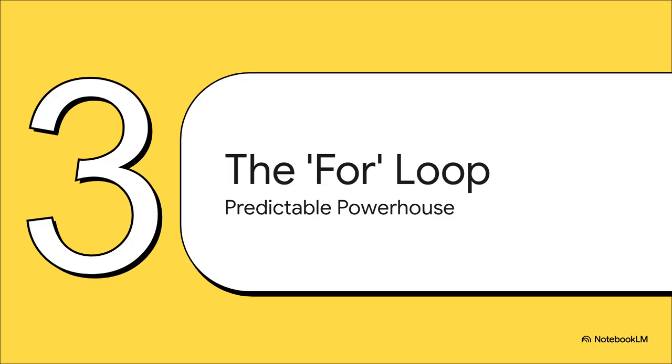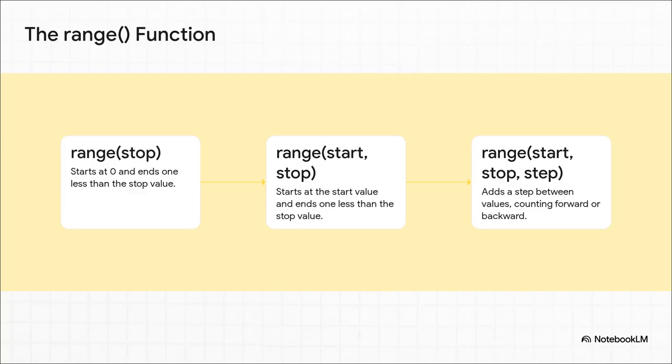Let's start with the for loop. This is your workhorse, your go-to tool when you have a definite, predictable number of times you need to run some code. And the engine that really makes it go is a super handy function called range. What's so cool about range is how flexible it is. You can just give it one number and it'll count up from 0. Or you can give it a start and an endpoint. You can even give it a third number to control the step, like counting by 2s or 5s.